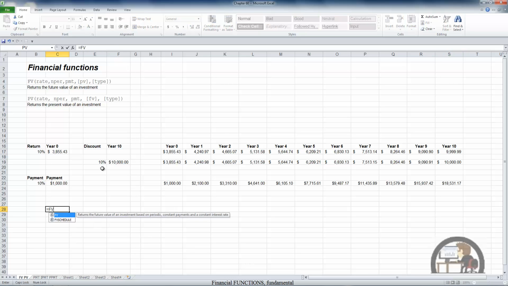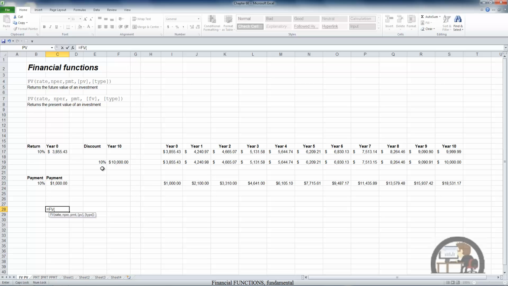So I'm going to put a future value function in cell C28. Tab. The first argument is the rate. The rate for us is 10%, but it's important to sync up the rate with the second argument, which is NPER, which is the number of periods. For us, the rate is associated with a year, and we're going to use 10% as the rate and the number of periods to be 10, since we have 10 years.